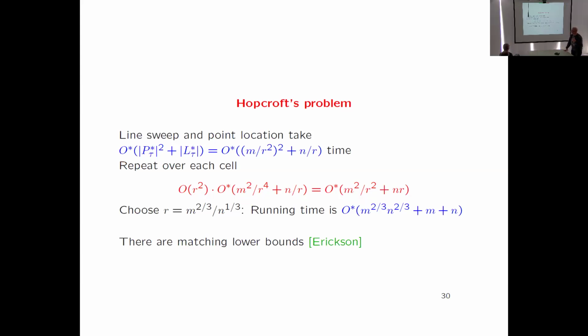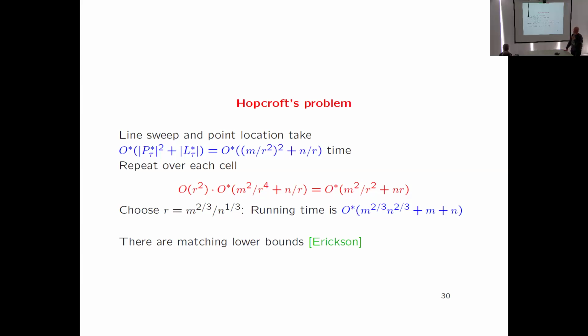It turns out that you can construct the arrangement in time that is roughly quadratic in the number of dual lines, and you can locate each point in time that is logarithmic. So you get something like p tau squared plus L tau. And since p tau is m over r squared and L tau is n over r, the sizes, this is the time that takes you to do it per cell.